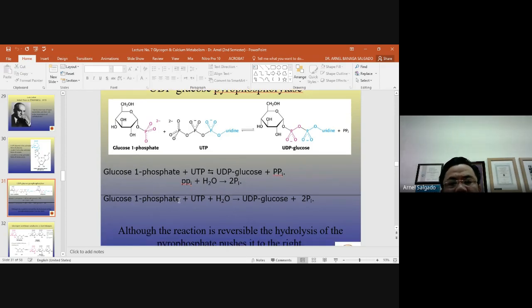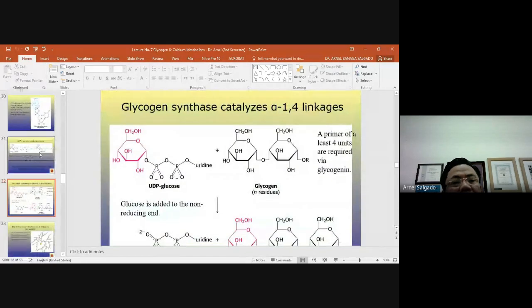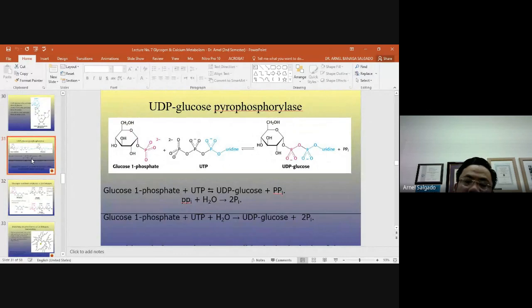Now, the glucose 1-phosphate plus UTP plus water, we will be producing a molecule of uridine diphosphate glucose plus 2 molecules of phosphate. Although the reaction is reversible, as the 2 arrows indicate, the hydrolysis of the pyrophosphate pushes it to the right. That's how it goes. So the reaction is always reversible. You know that in chemistry, 1 plus 1 equals 2, 2 equals 1 plus 1. So the reactions are reversible all the time.